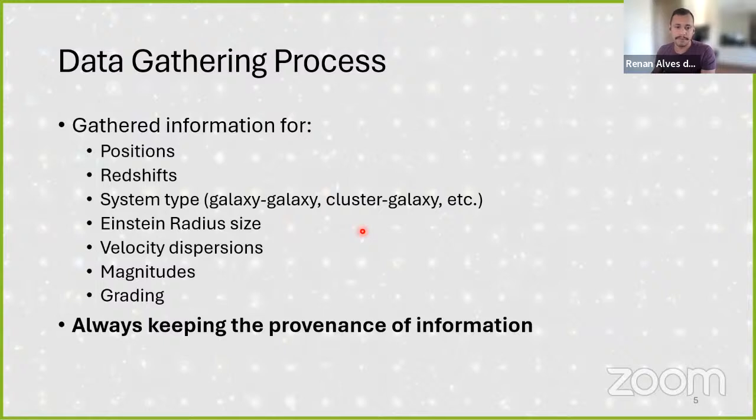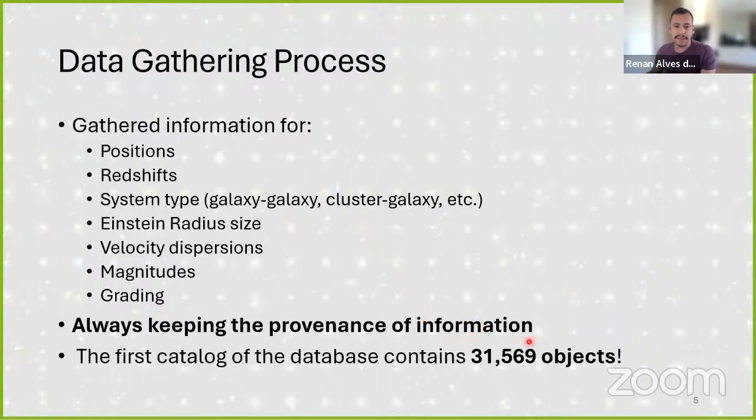Always keep the information. And so the first data set that compiles information only from the literature is around 31,000 objects.